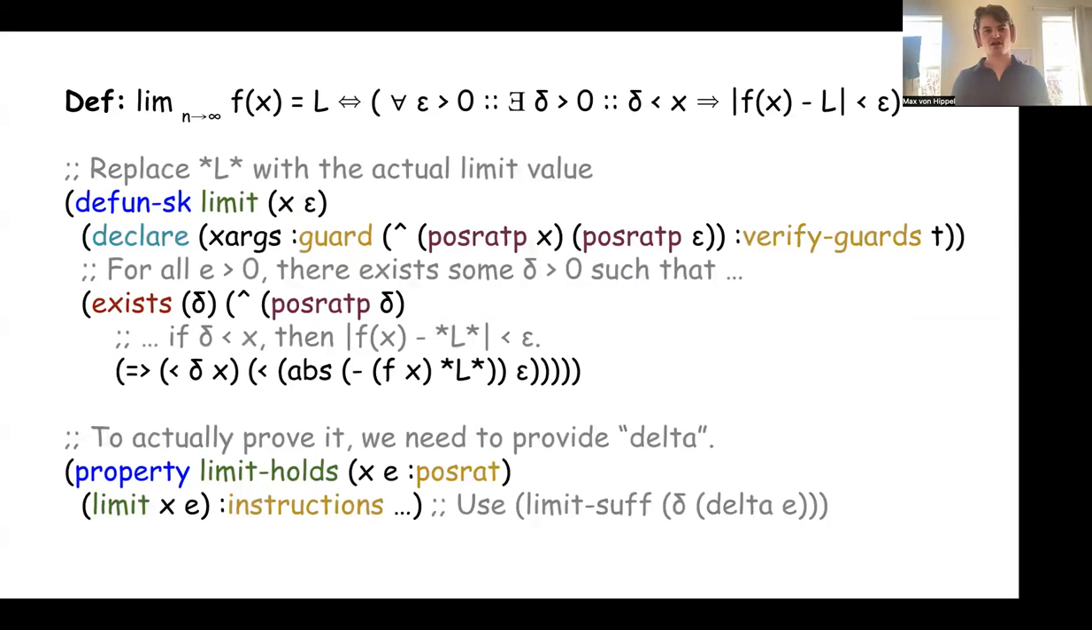So essentially you define what it would mean for the limit to hold in terms of a quantifier. What it would mean is that for x and e, both positive rationals, there exists some delta, also a positive rational, such that if delta is less than x, then the distance from f of x to the limit is less than epsilon. Having defined what it would mean for the limit to hold, I then have to prove that it holds. I do so by providing a function that produces my delta, which essentially witnesses the limit. So that's a nitty-gritty detail about how you do this in ACL2.